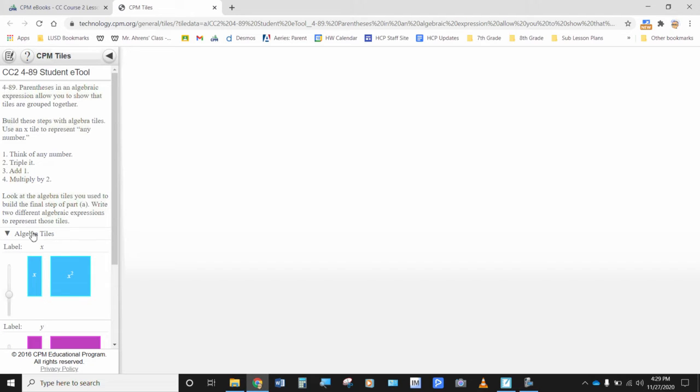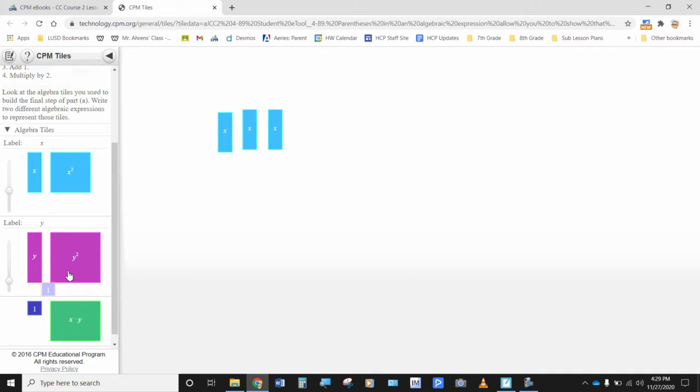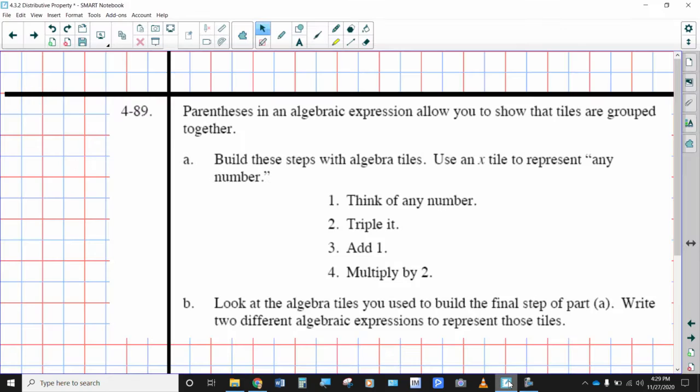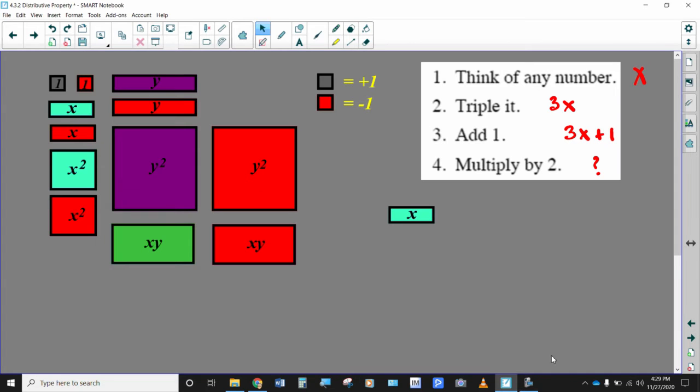So it says think of any number. So your number is going to be a variable, right? So we would start with the x. And then if you triple it, then you need to make 3 times as many of those, right? So you're going to triple it: 1, 2, 3. So 1 became 3, that's tripling it. Now you're going to add 1. Where's a 1? There you are. Now you're going to add 1, and then it says multiply times 2, okay? So you can go ahead and manipulate this any way you want. I'm going to go ahead and do the same thing here, okay?